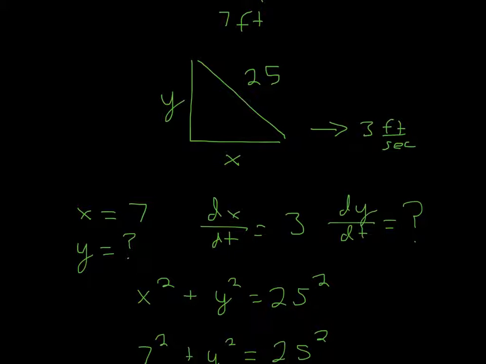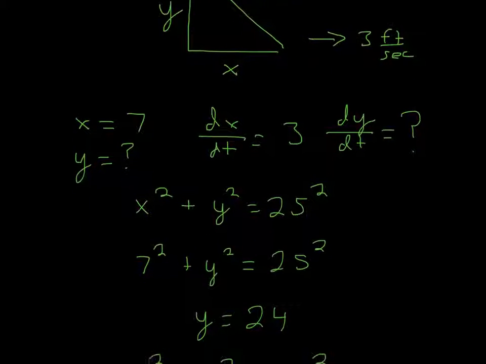So we have the Pythagorean theorem, and what do we do? We just plug in our numbers. We said that x is 7, so I plugged that in for x in x squared plus y squared is equal to 25 squared, so y is equal to 24. Now that we have that, we have our final piece of information, and now we can find dy/dt.